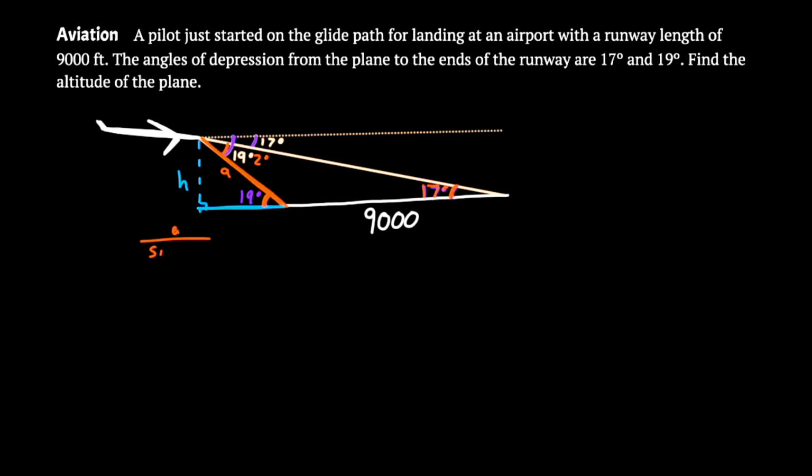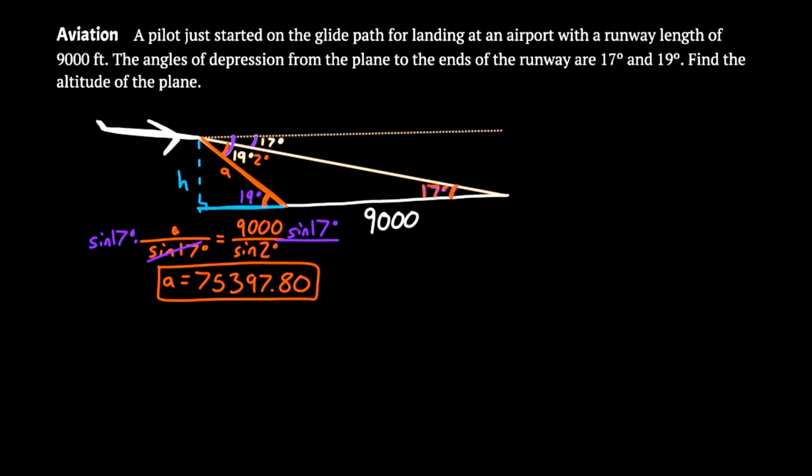Then we could set up a over the sine of the opposite angle, so sine of 17 degrees, equals, and then we just need a side and an angle opposite from each other on the triangle. And we know this 9,000 on the bottom, and that's opposite from this angle up at the top. So I'm going to say 9,000 over the sine of 2 degrees. And then to solve this, I would multiply that sine of 17 degrees over to the right side. Type that all into your calculator, and you should get 75,397.80. I'm including this 0 here to show that I rounded this value to the second decimal place.